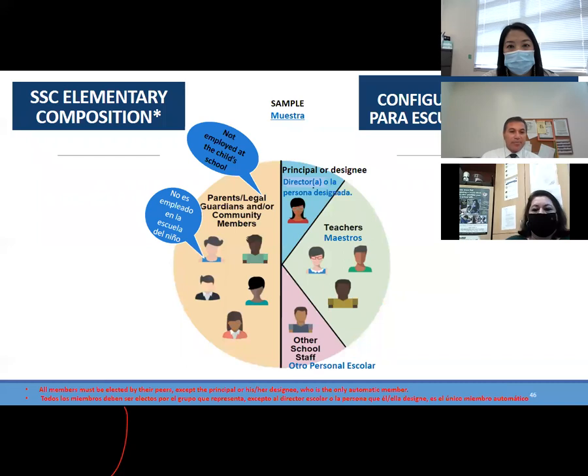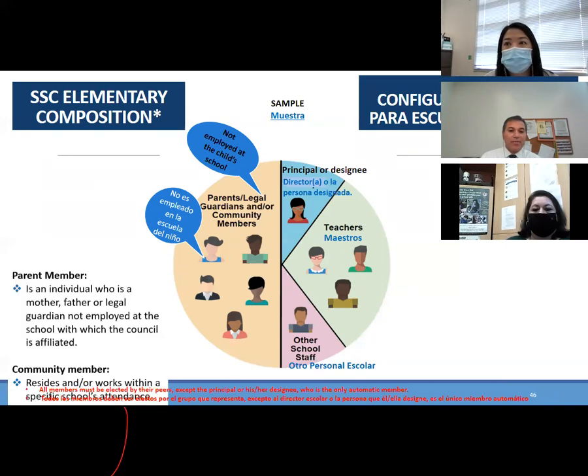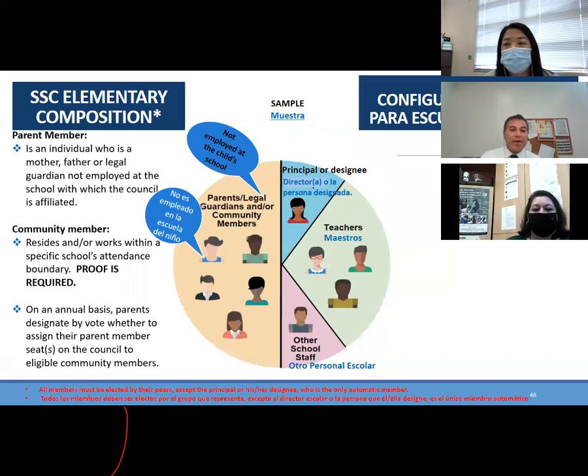Let's take a look at what SSC looks like. There's 10 members on SSC. 5 members are parents who are voted on by parents. 1 member is the principal. 3 members are teachers who are voted on by teachers. And 1 member is other school staff. So as you see, what is a parent member? A parent is an individual who is a parent of someone at our school who is not a worker at our school.